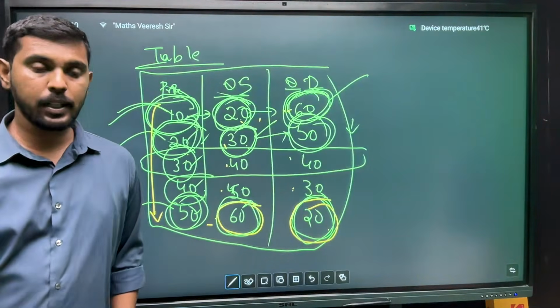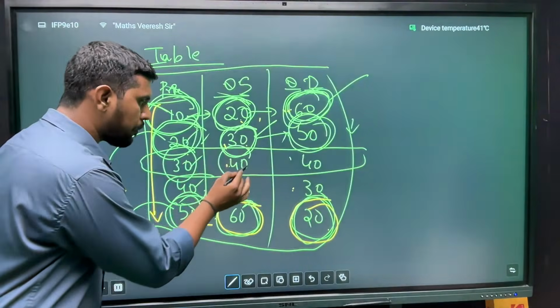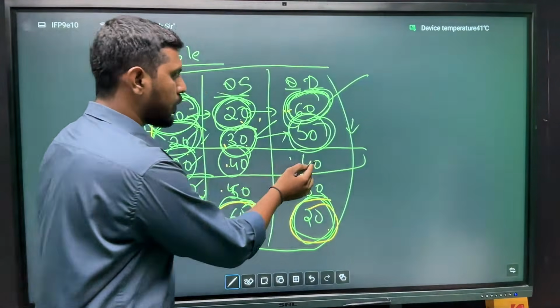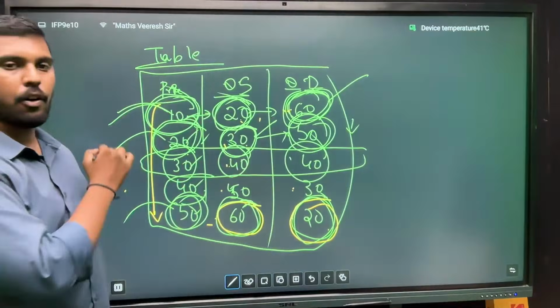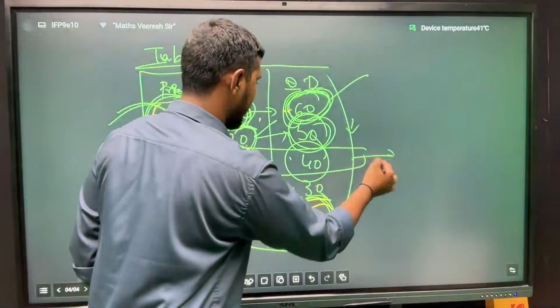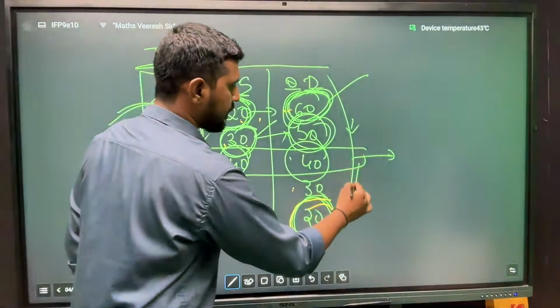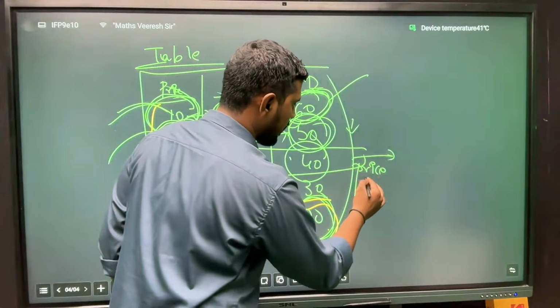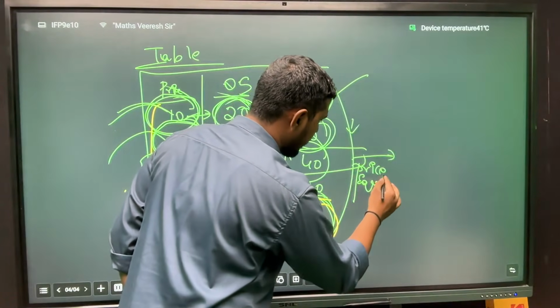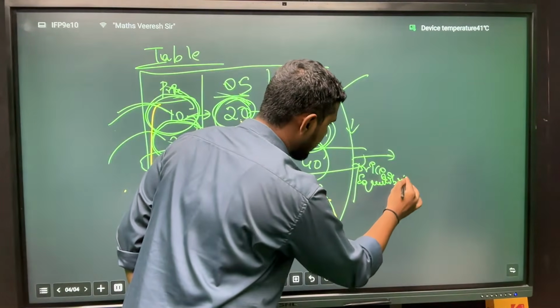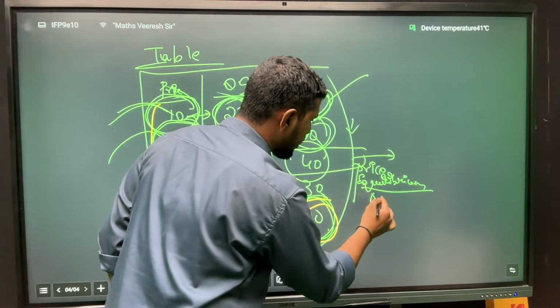When the price of the good is 30, quantity supply is 40, and the quantity demand is 40. So we call it a price equilibrium. Equilibrium means no change.